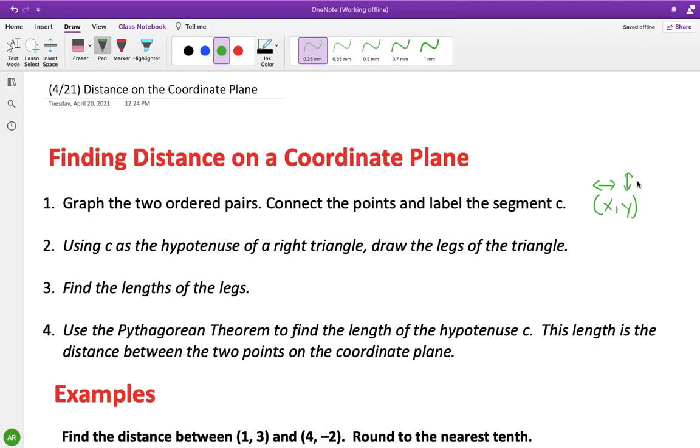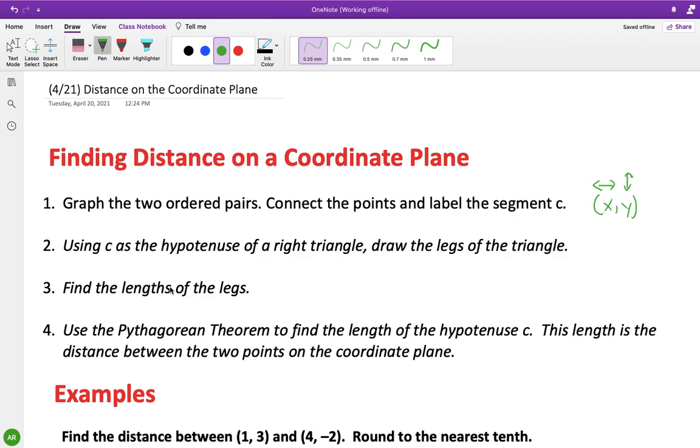All right. We're going to label it C, which is appropriate because that line you just made is going to be the hypotenuse of a right triangle. And then we're going to go ahead and just draw the legs of the triangle. There's a couple ways to do it. Then you're just going to simply visually count to find the length of those legs. And then after that, you're going to use the Pythagorean theorem to find the length of the hypotenuse C. That length is the distance between the 2 points on the coordinate plane.